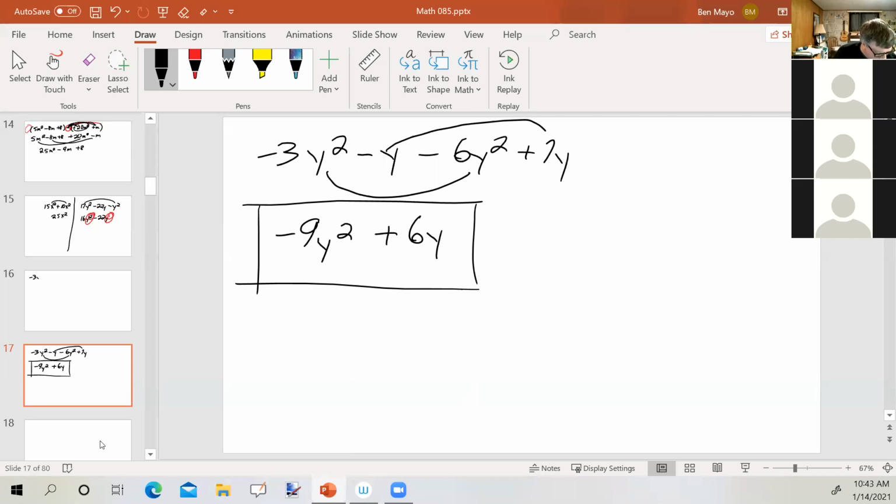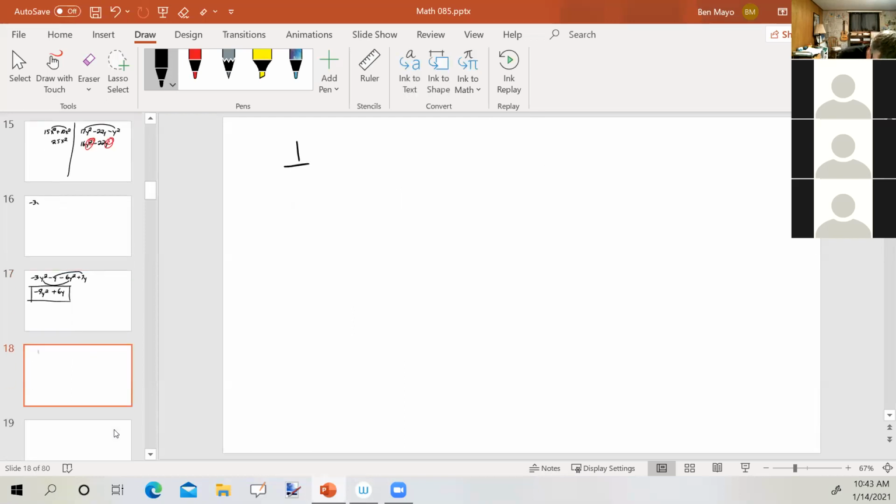All right. Now things are going to get a little bit trickier. We're going to deal with some fractions. Just remember, fractions are fun. Keep saying that. Fractions are fun. Okay. 1/5 x squared minus 3/8 x plus 2/3 x squared plus 1/4 x.